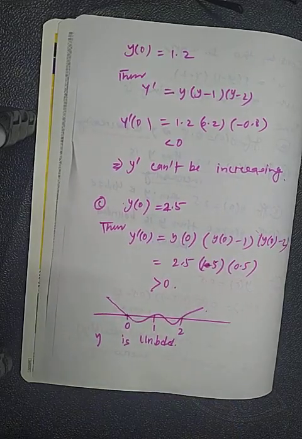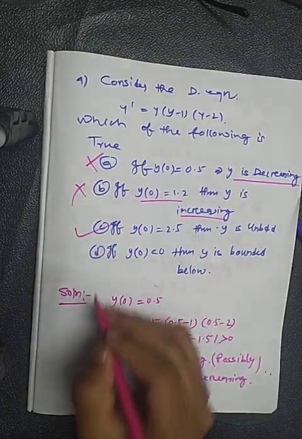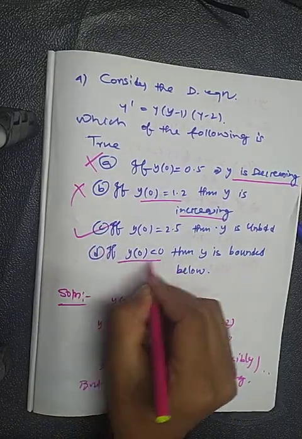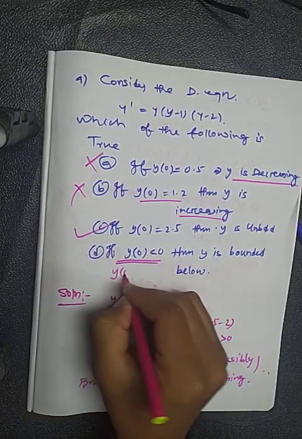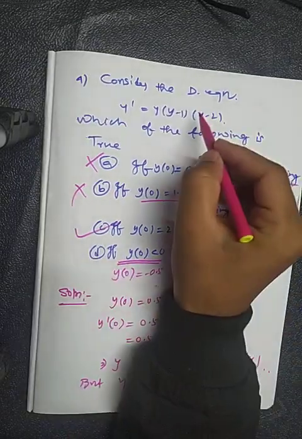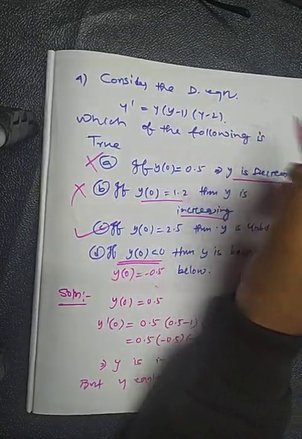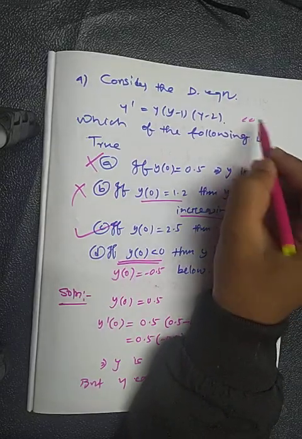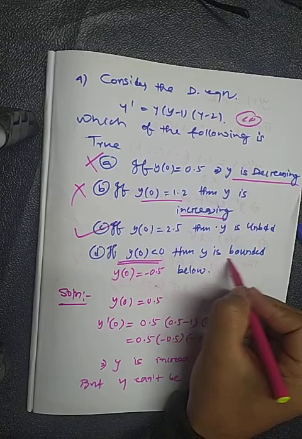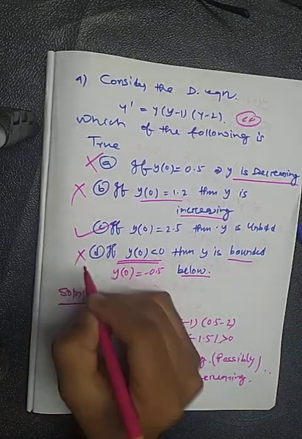So this is true, and option D will be false, because we can take an example by putting y of 0 is equal to minus 0.5. Then what we will obtain, this value will be less than 0, and it is decreasing, and decreasing doesn't imply that it is bounded below, so this will be false.